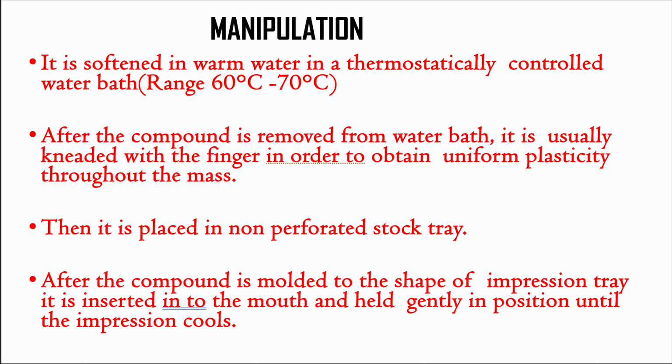Coming to the manipulation, it is softened in warm water in a thermostatically controlled water bath in the temperature range of 60 degrees Celsius to 70 degrees Celsius. After the compound is removed from the water bath, it is usually kneaded with fingers in order to obtain uniform plasticity throughout the mass. When it is placed in a non-perforated stock tray, it is adapted well, and after the compound is molded to the shape of the impression tray, it is inserted into the mouth and held gently in position until the impression cools.